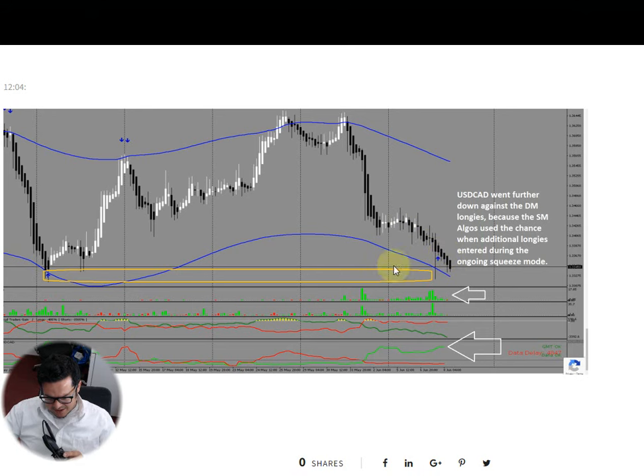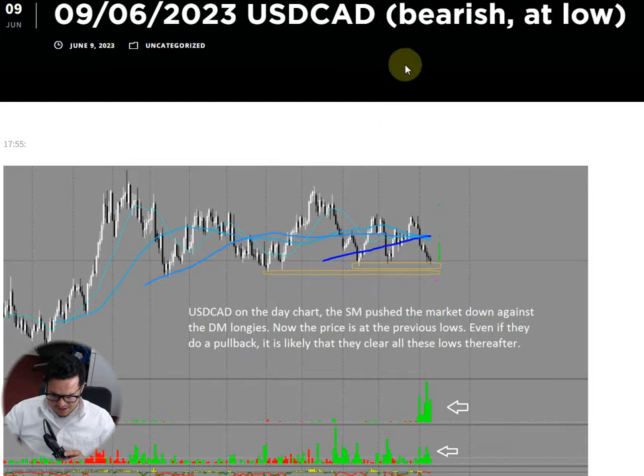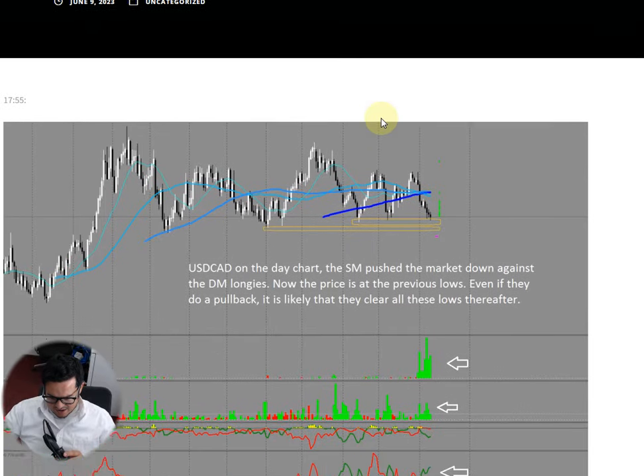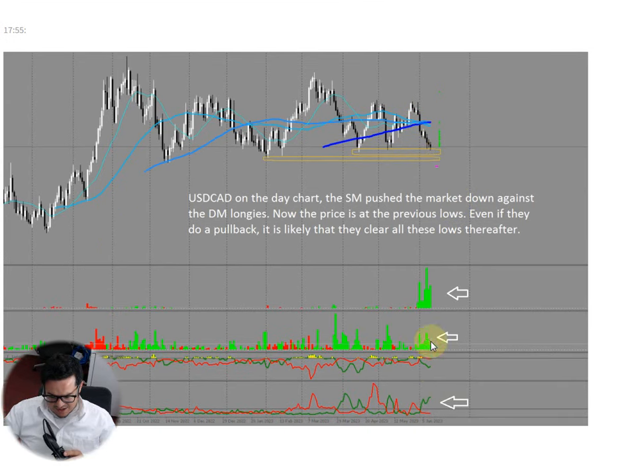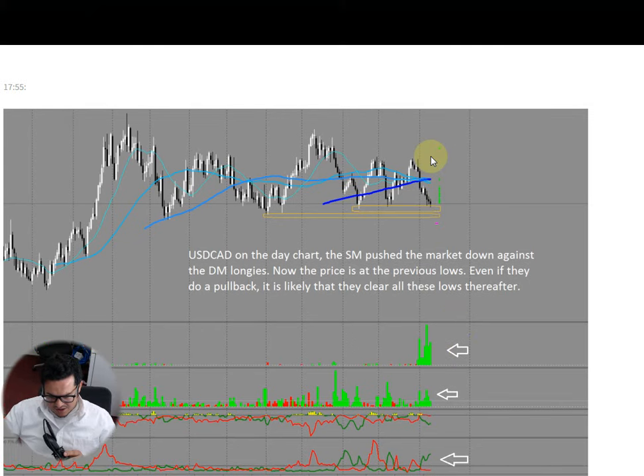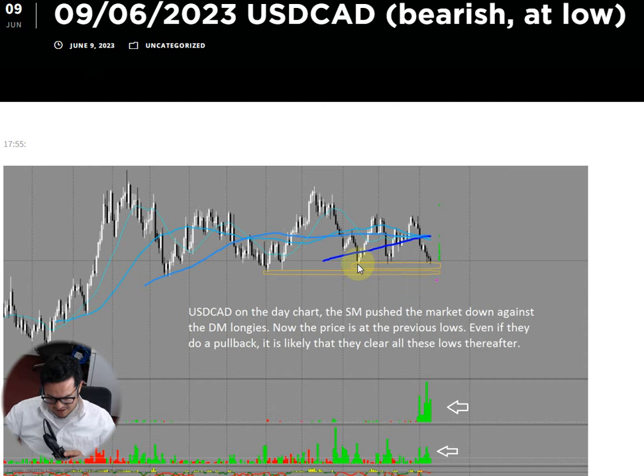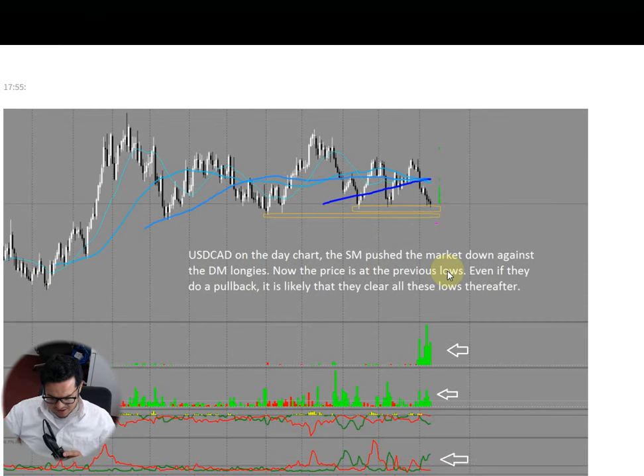A big mistake. All that happens is because of the longies, the smart money algos push Dollar Cut down towards the day chart low. And as you can see, they can continue that. So we have a squeeze on the day chart, longies in the market, they are trapped, especially if more longies come and buy, they're going to push Dollar Cut down again. They can clear those lows, okay? So it remains bearish for now.